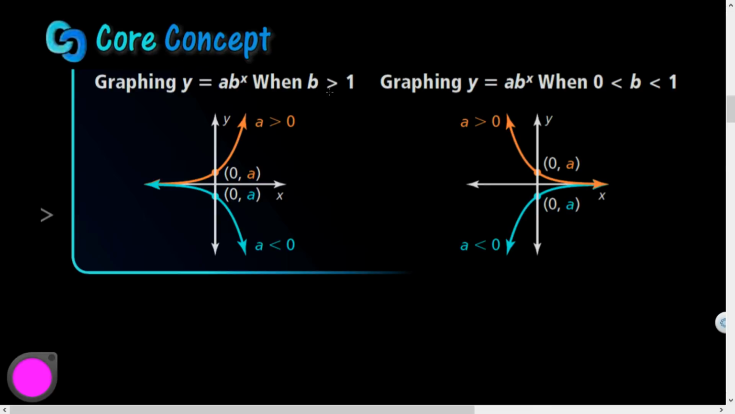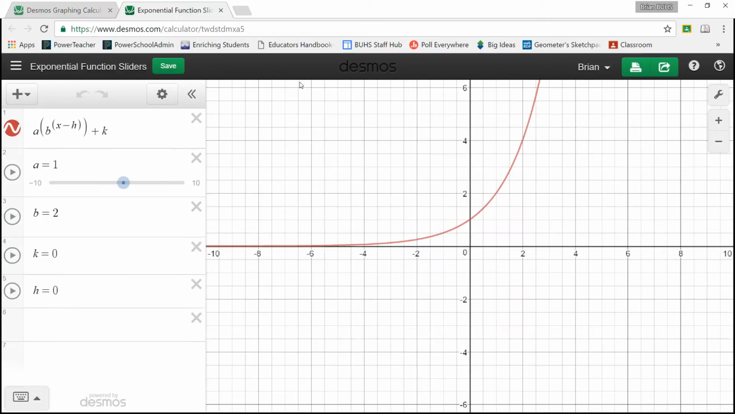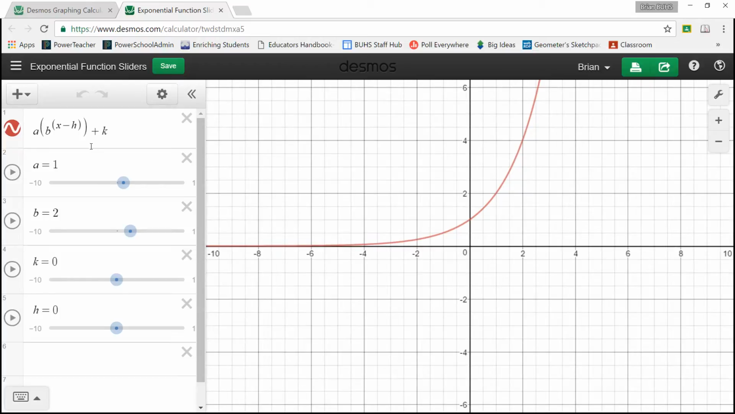Alright? When my base is bigger than 1, it grows as I move to the right. Let me show you. I've got a little hyperlink that I'm going to open up here. And here we go. So I've got these sliders. If I make my b value bigger than 1, it grows as it goes to the right. It's getting bigger and bigger to the right I go. Mario runs uphill, a hill that is getting steeper and steeper, faster and faster.